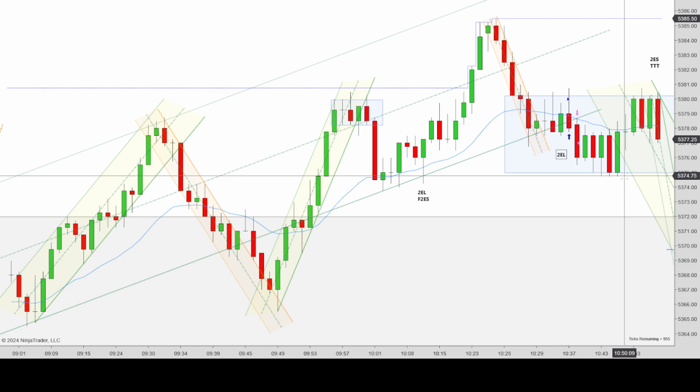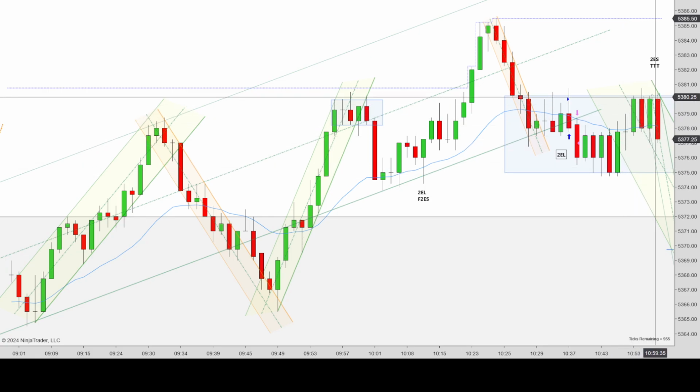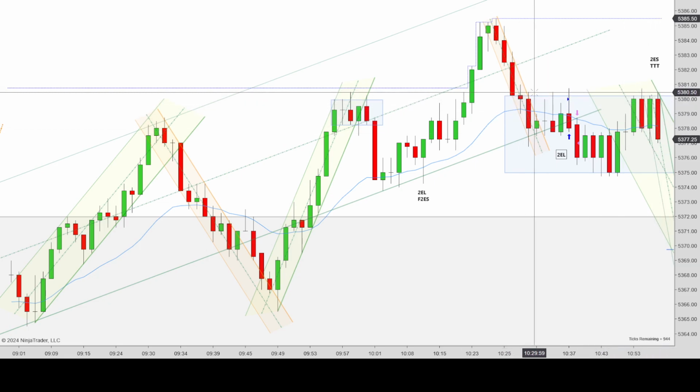I saw a new low here. I saw a first entry short, pullback, and on the same candle here, it creates your second entry short. This is also a triple test.